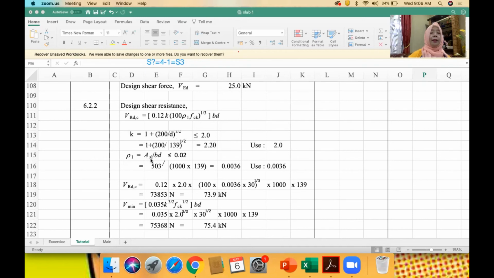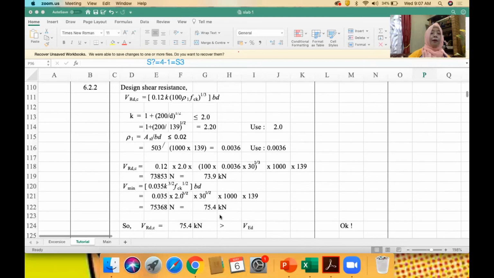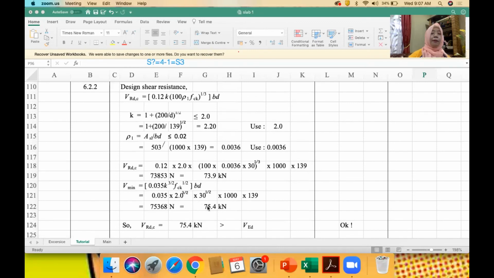Rho 1 is Asl, just now 503 divided by bd, so you got 0.0036. So input the value in this equation, so you got this value and v min. Therefore, this in concrete that we designed is 73.9. The minimum is 75.4. Therefore, VRd,c is equal to 75.4.